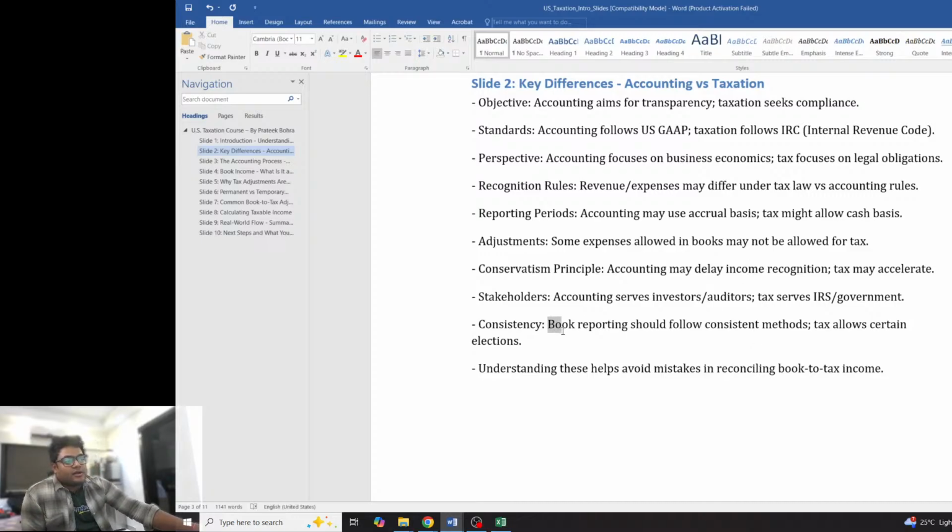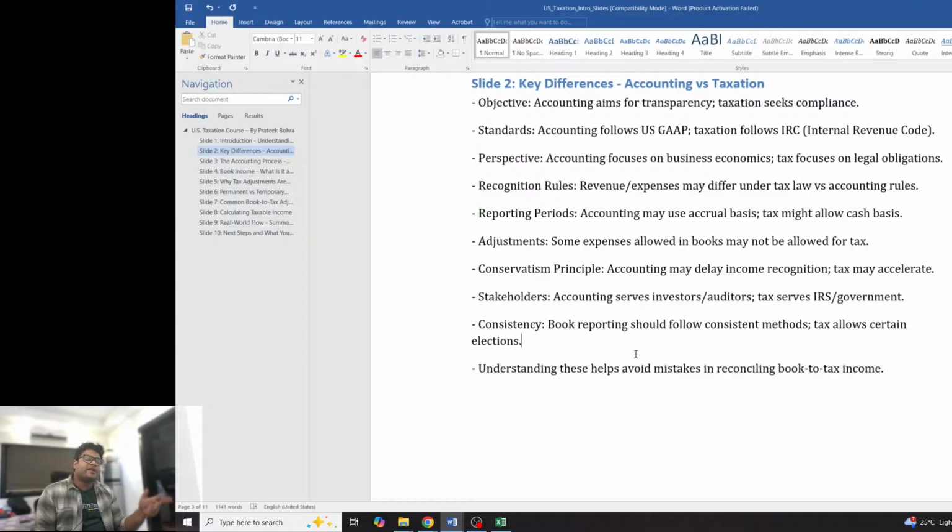Now, consistency. Book reporting should follow consistent methods. Tax allowed certain elections. So there are certain tax elections that we can make, and in book reporting, generally, if you selected the accrual method of accounting, that means you are following the accrual method, so it's going to be the same every year. If you are taking depreciation and you are following the straight line method, any asset that you are purchasing, you will generally use the consistency principle, and will depreciate the assets over time in a straight line method.